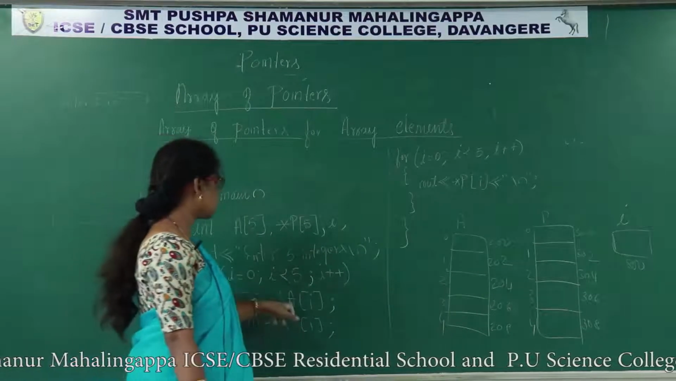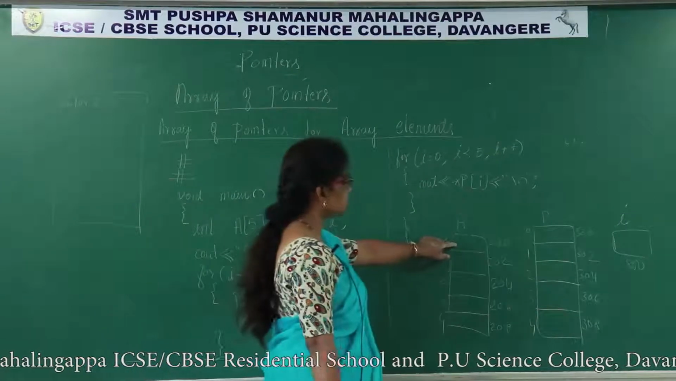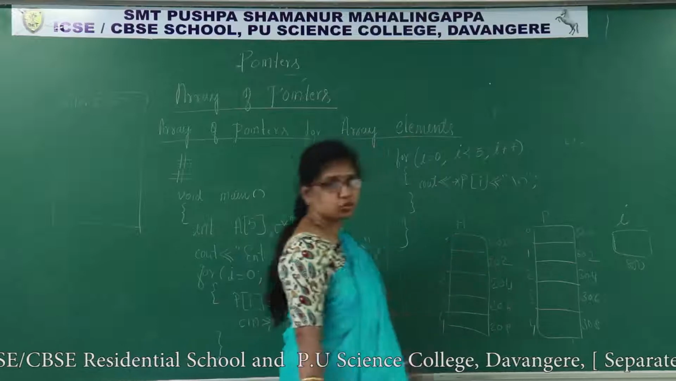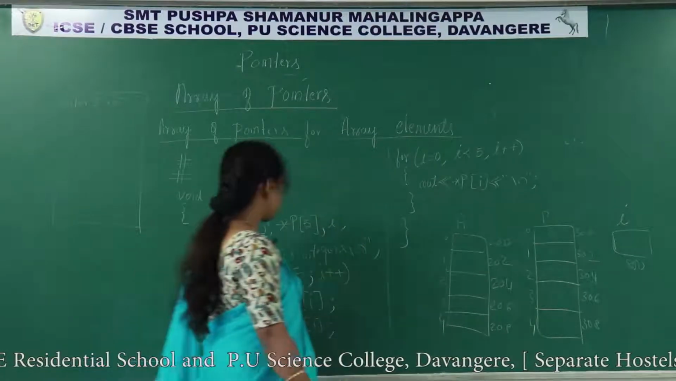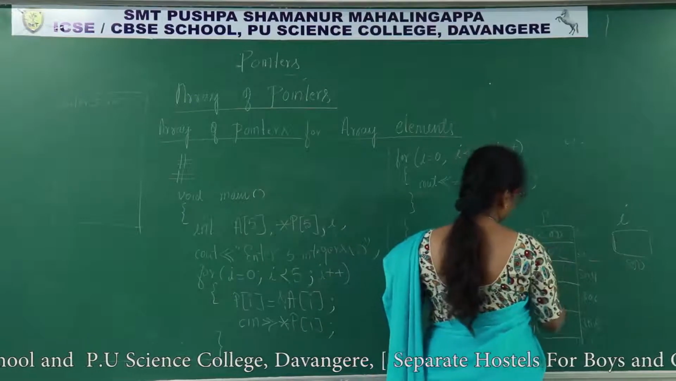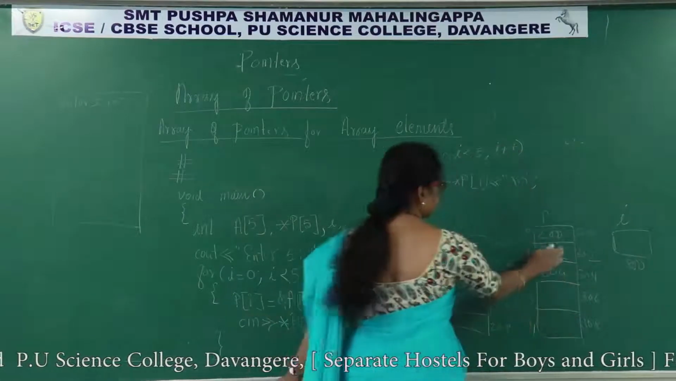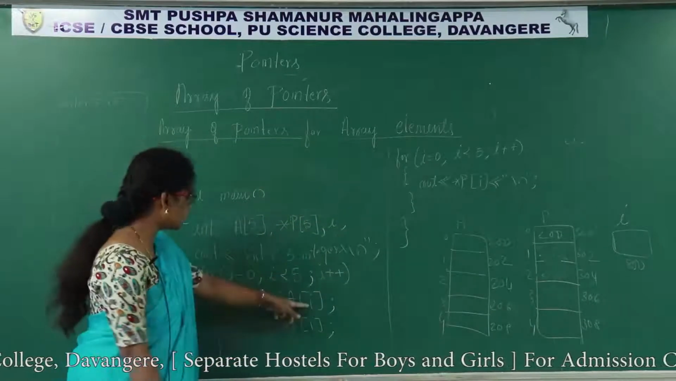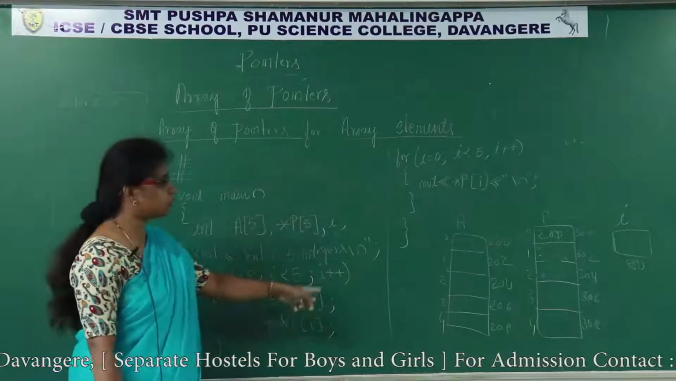Sorry, address of A of 0. A of 0 means this location. Ampersand means address of this location, that is 200. 200 will be allocated to P of 0. Like that, 202, 204. So when this instruction executes, what happens?